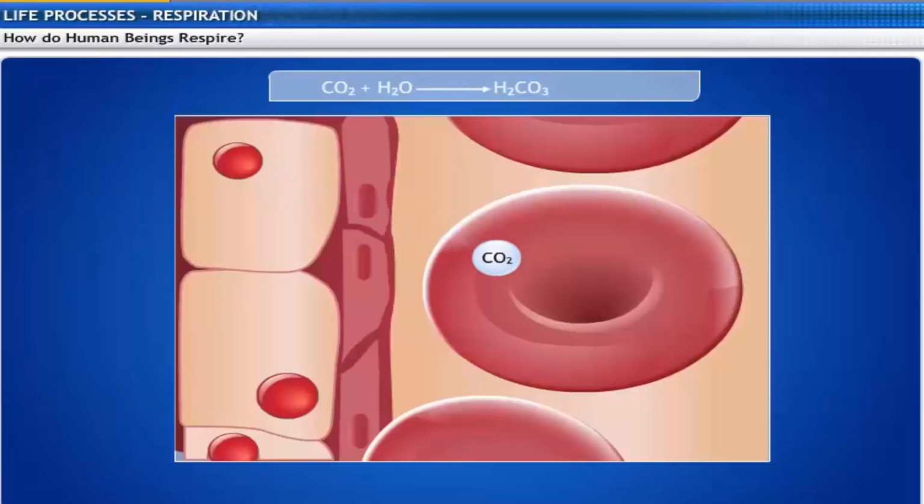The tissues in turn release carbon dioxide, which diffuses into the nearby blood capillaries. Carbon dioxide is more soluble in water than in oxygen. Therefore, carbon dioxide is generally transported through blood as bicarbonate, which is its dissolved form.